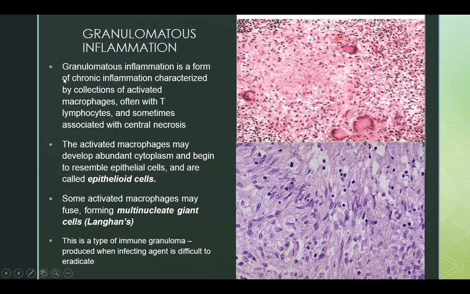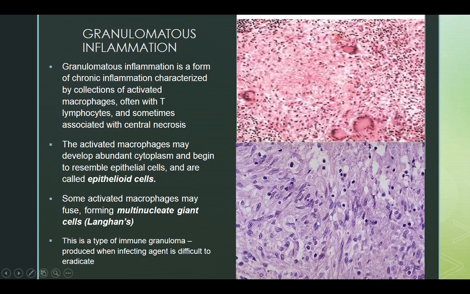a collection of activated macrophages, often T lymphocytes, and sometimes associated central necrosis. In a granuloma you can see central necrosis, the pink fibrin material which is deposited. It is surrounded by inflammatory cells like macrophages and T lymphocytes, the activated macrophages. These are slipper-shaped cells. This is the chronic granuloma formation.